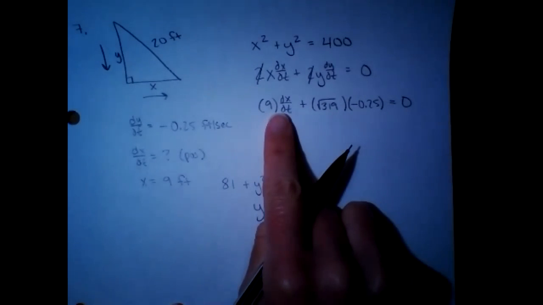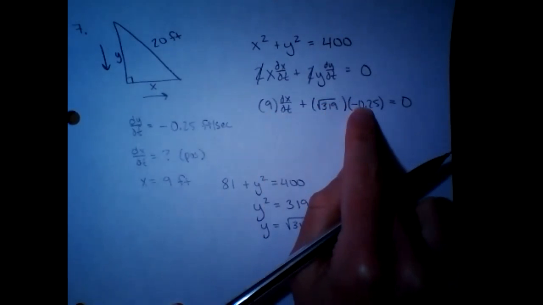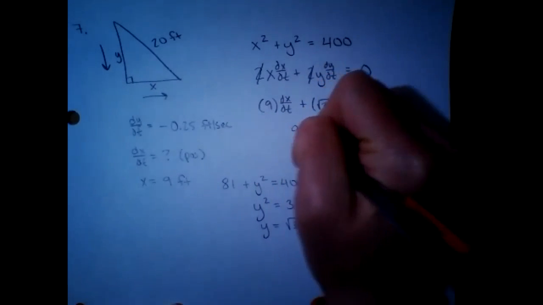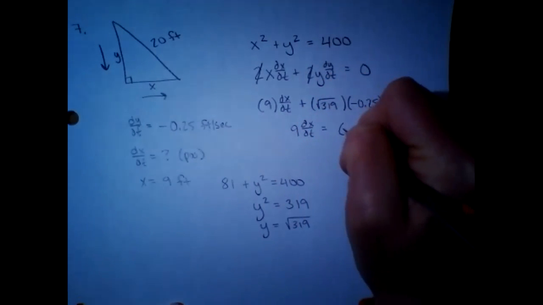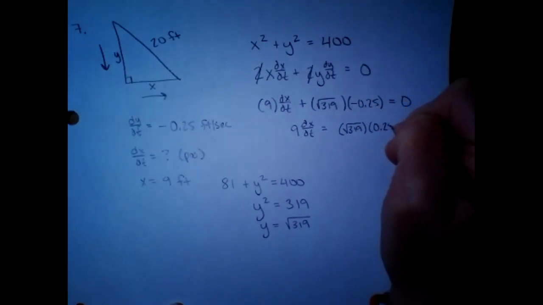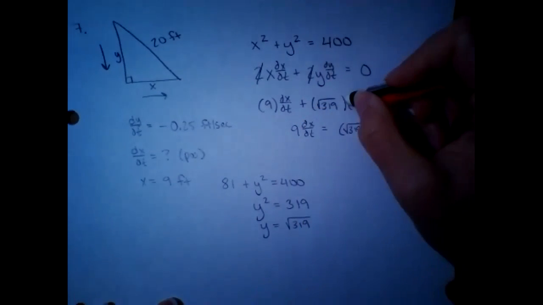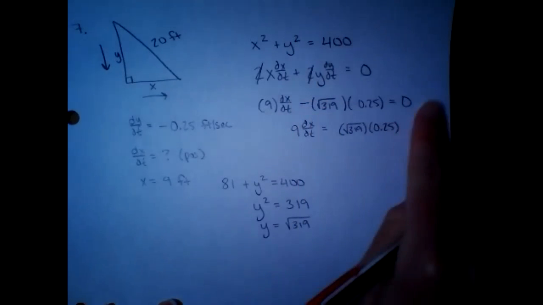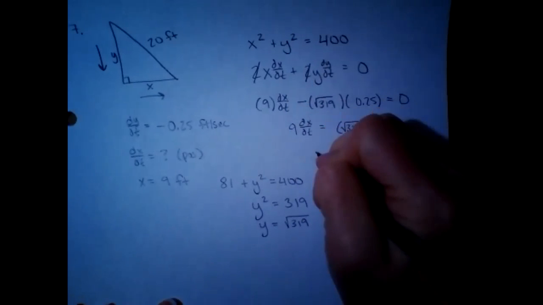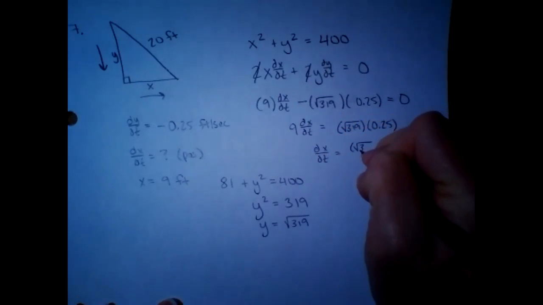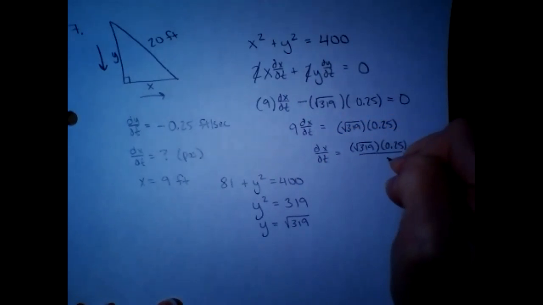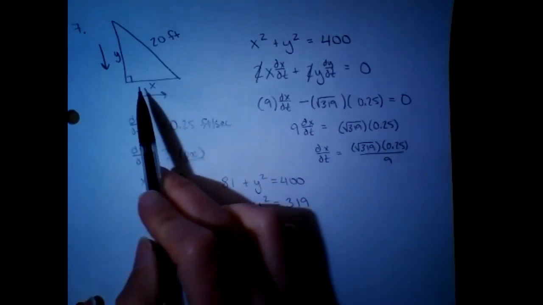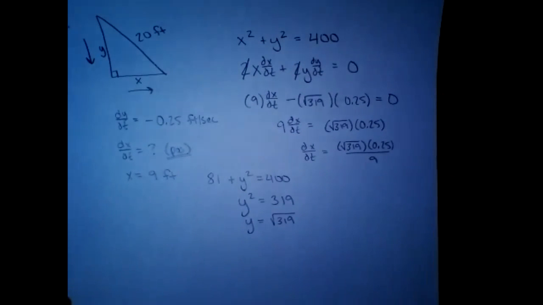All right, and then we need to get dx/dt by itself. So this term is negative because of the negative in there with the 0.25. So when I move it over, I'm going to add it to the other side. So we're going to get 9 dx/dt equals root 319 times positive 0.25. Again, if you want to think of it this way, let me erase the negative and put it out front. That whole term is negative, so we add it to the other side. So it'll be positive when it moves over there. And then we're going to divide by 9. And that makes this answer turn out positive like we needed it to. And again, that's because the base of the ladder is moving away from the wall, so that distance is growing. And then units are feet per second.